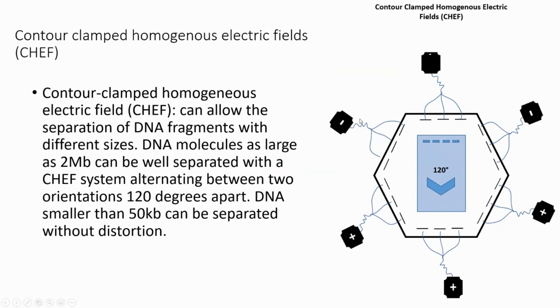So basically, you have the field from the center angle, and then 60 degrees to the left, 60 degrees to the right, so it's a 120-degree switch, right? And then you move the DNA. Normally, DNA molecules as large as 2 megabase pairs can be separated with the CHEF system, okay?